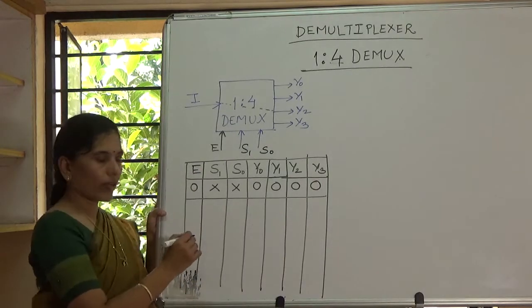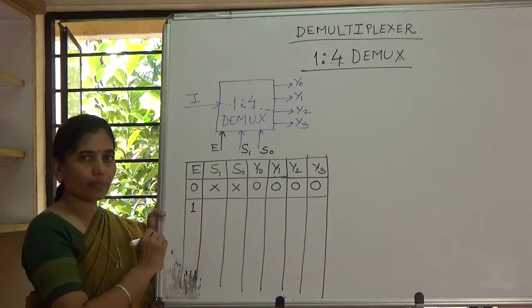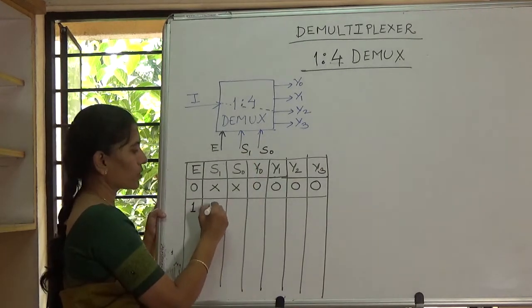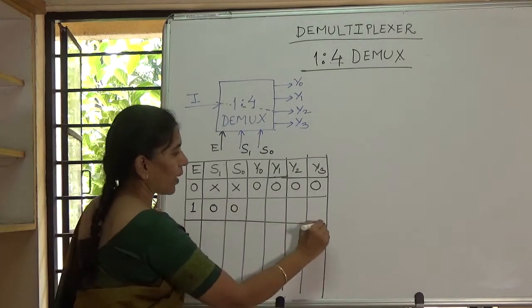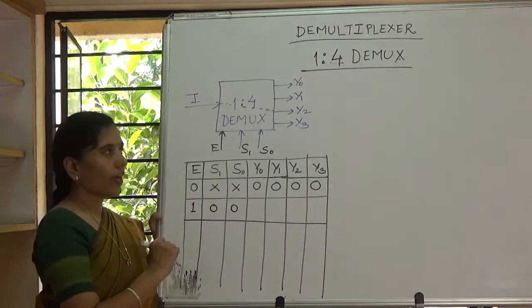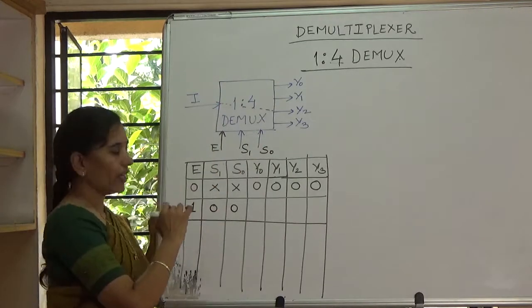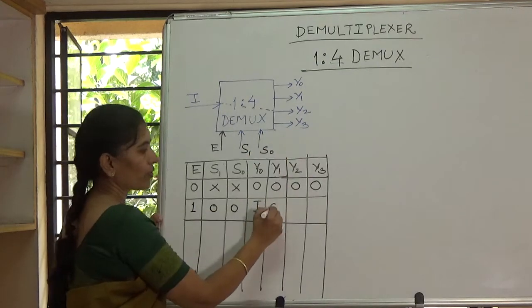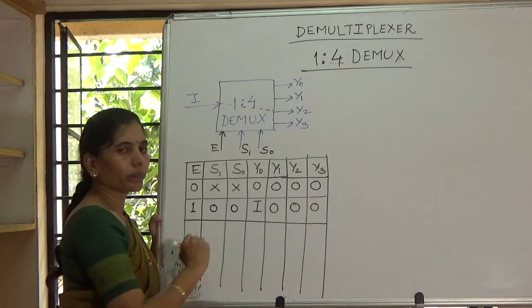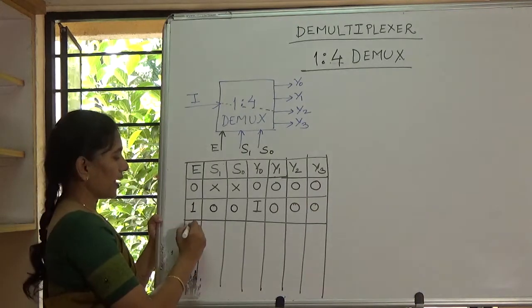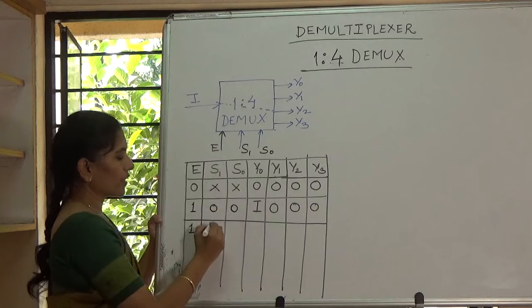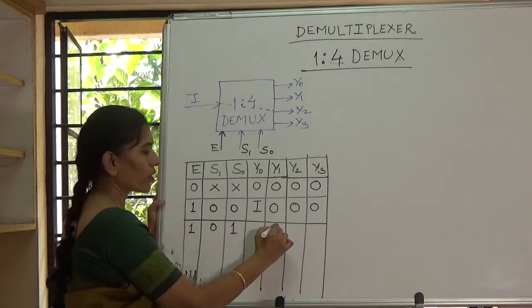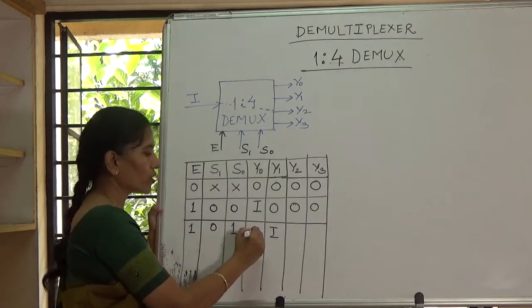The next is if E is 1, that means the IC is being enabled and the inputs on S1, S0 are 0, 0, which means that the Y0 output is being selected and Y0 will get connected to I. So Y0 will be equal to I, but the other outputs will still be 0. The next is E is 1 and S1, S0 are 0, 1, which means that Y1 will be selected and that will be equal to I. The remaining outputs will be 0.